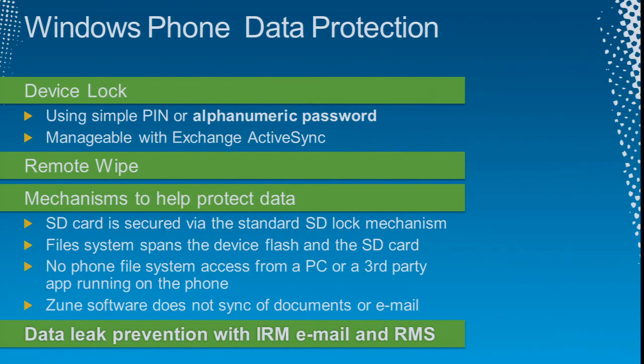So we've talked a little bit about the SD card and the mechanisms to protect the data. The file system spans the device and SD card if there is one. We have no phone file system access via a PC or any third party. The only way you can get information onto the phone is with Zune, and that is not documents or email. So basically, you're able to see content via video, pictures, and music on the phone via Zune. So there is no what we call side loading of data onto the phone.